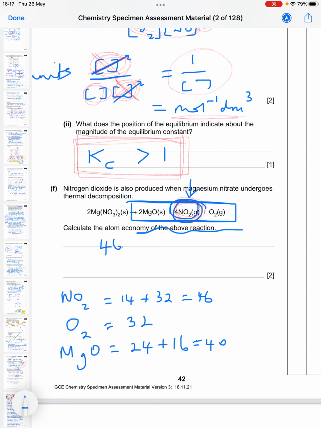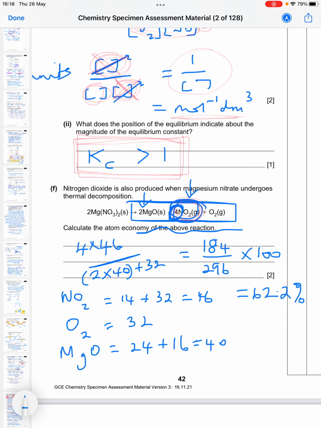So we have 46 for the product that we want, divided by the total, which is your 2 times 40, and it's 2 because there are 2 moles of magnesium oxide here, plus 32 for the O2. Oh, I'm sorry, we have 4 lots of 46 because it's 4 NO2s. So that's 184 divided by 296, and we do times 100 because atom economy is a percentage, and it's 62.2%.